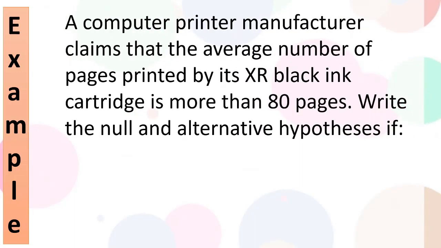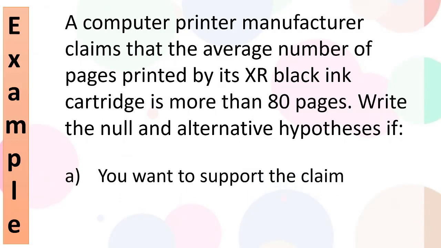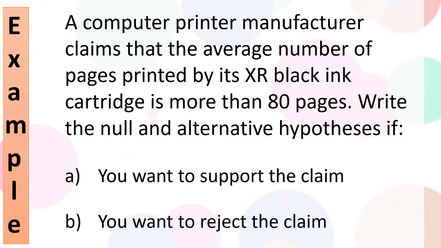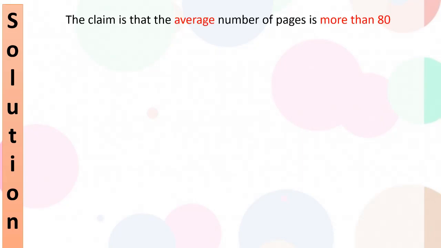Let's take a look at an example. A computer printer manufacturer claims that the average number of pages printed by its XR black ink cartridge is more than 80 pages. Write the null and alternative hypotheses if A, you want to support the claim, B, you want to reject the claim. Okay, so if we want to support the claim, we can only support HAs. So let's look at the claim here. The claim is that the average number of pages is more than 80. So the claim that we will get just by reading is mu greater than 80.